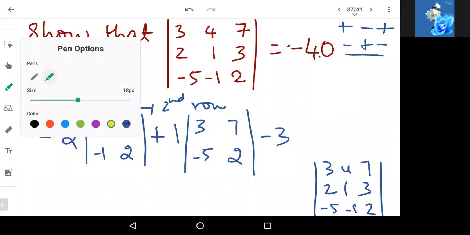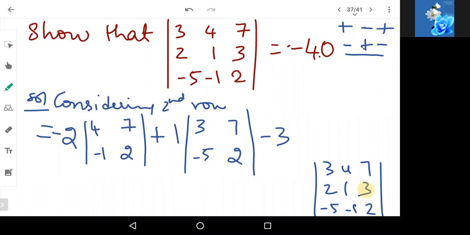So 3, 4, 7, 2, 1, 3, minus 5, minus 1 and 2. So here again, we are taking this as the element. So second row you will not consider and third column you will not consider. Third column, why you will not consider third column? Because you have taken 3 here. So that is why you don't consider. So what is remaining? Which are the elements remaining? 3, 4, minus 5, minus 1.